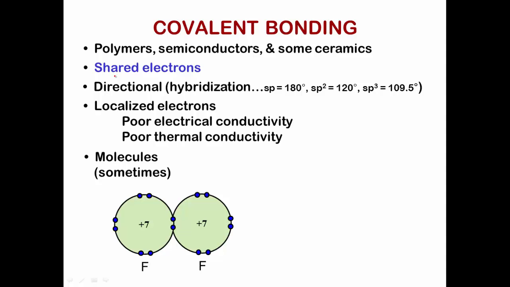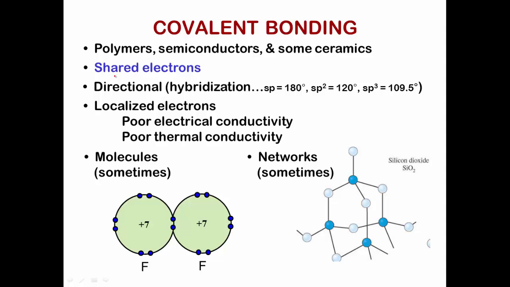Unlike the other two types of primary bonding that we saw, it is possible in the case of covalent bonding to have molecules, that is, discrete packages of small number of atoms that are covalently bonded together. But it's also possible in some cases to have large networks of enormous numbers of atoms that are all bonded together through these strong covalent bonds. Examples being things like silicon dioxide, diamond, silicon carbide, and so forth.